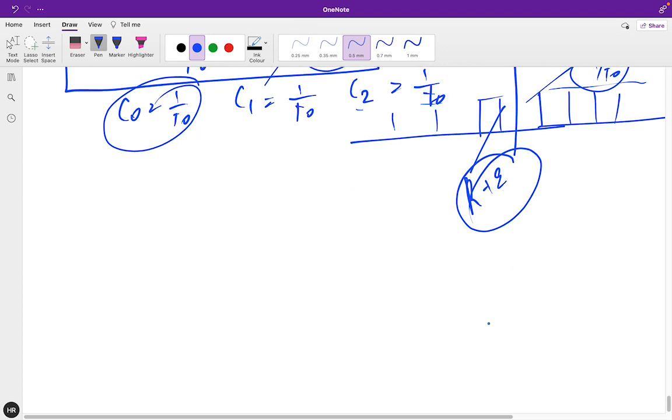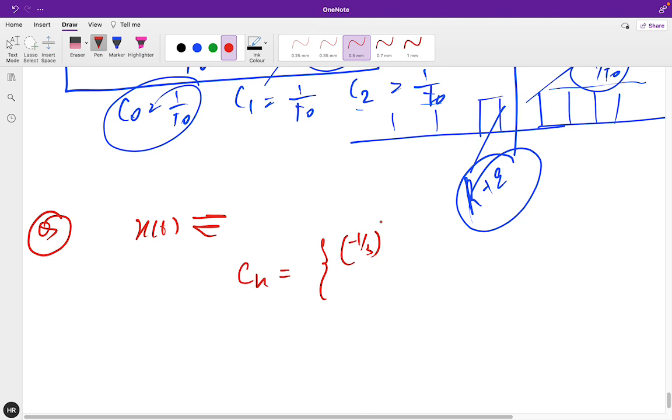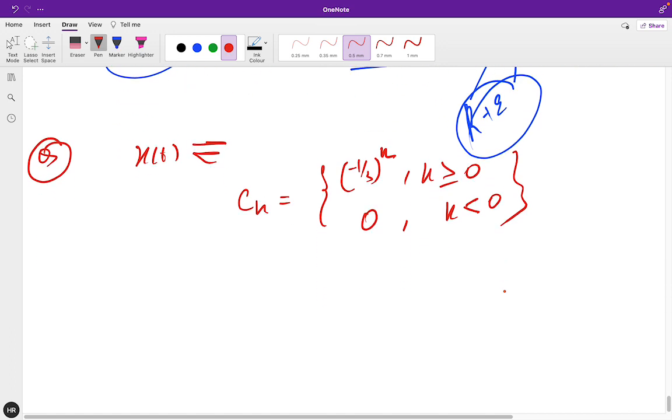Now there is one Made Easy workbook problem. In x of t they had given c of k is minus 1 by 3 to the power k for k greater than or equal to 0, and 0 for k less than 0. Okay, this is the question. You need to find the value of x of t.